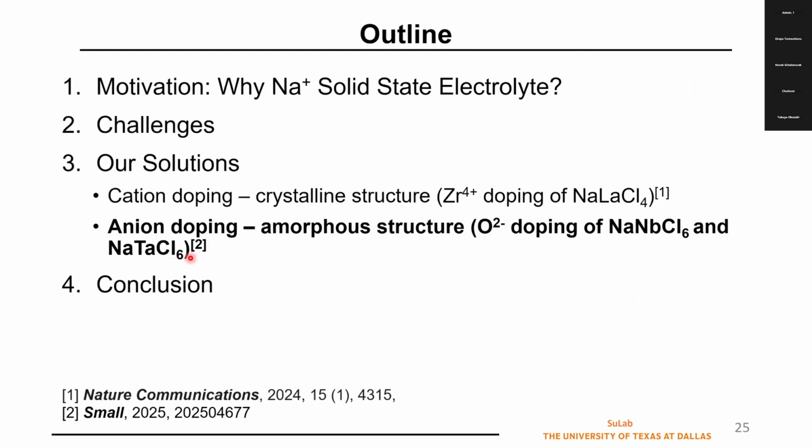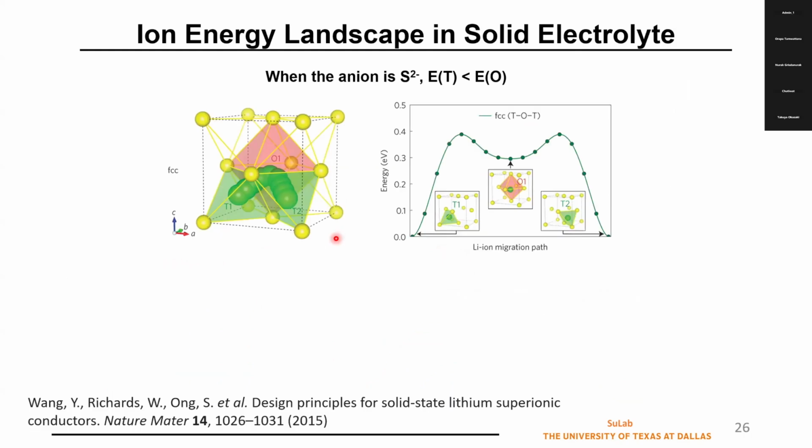And then for the second work, we used anion doping to achieve amorphous structure. And this work is published in Small this year. So the rationale comes from here: in the halide, when the anion is different, the cation has a different structure.